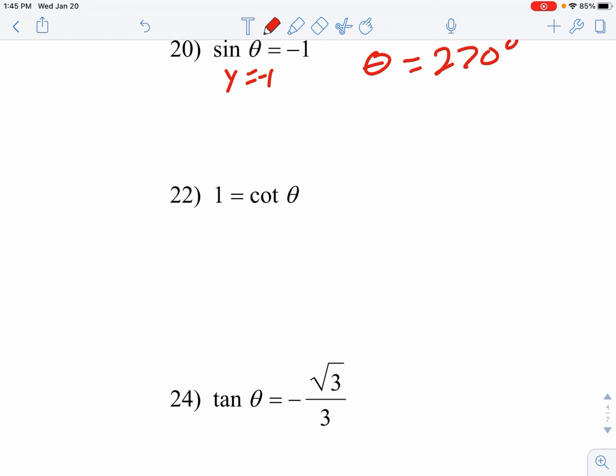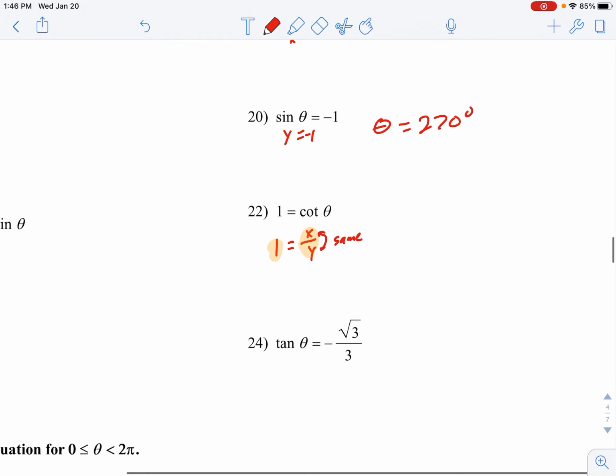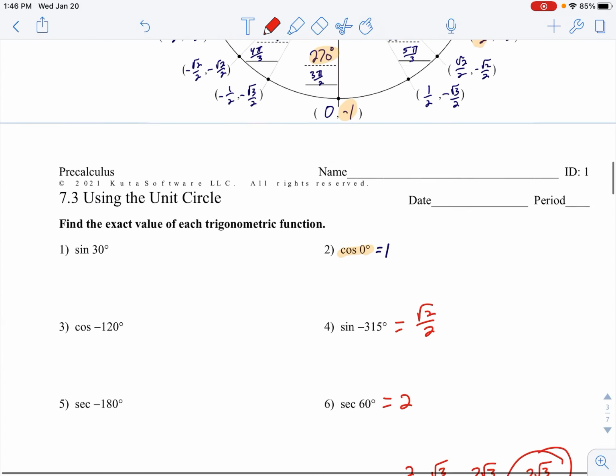All right, cotangent equals 1. Now this is a little tricky. On the unit circle, cotangent is x divided by y. So we're trying to find x divided by y equals 1. How can you wrap your brain around that? How's that going to work? Well, keep in mind, in order for a fraction to equal 1, the numerator and the denominator have to be the same. So we want to find points on the graph where the x and y coordinates are the same.